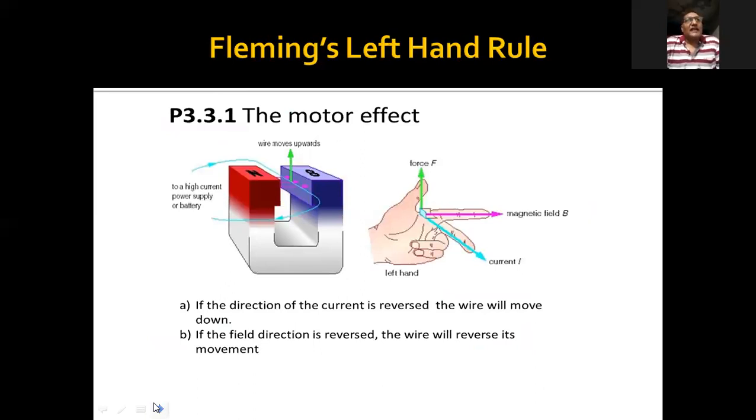Okay, here another example. Here you can see we have a horseshoe shaped magnet. And here we have the north pole of the horseshoe magnet, and here is the south pole. So the magnetic field is from north to south. So the magnetic field lines are from north to south. You can see them. And the conventional current is coming from here and it's going in this direction.